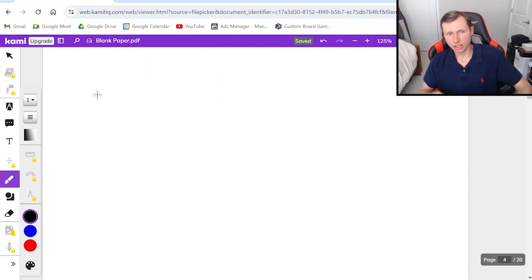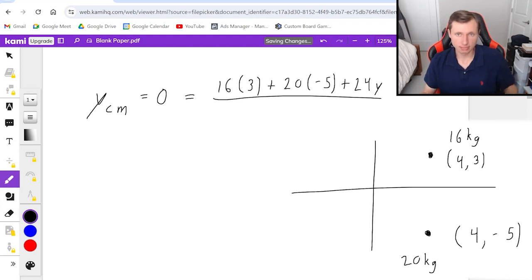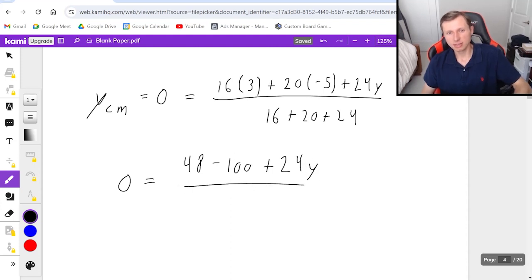And to do that, all I got to do is y center of mass equals 0. And it's also equal to mass 1, which was 16 times that y value is 3, plus the second mass, 20, times its y value, -5, plus the third mass, which is 24, times its y value, which I'm just calling y, and I'm solving for y. And then that's divided by the same sum of masses, 16 plus 20 plus 24, which will be 60. So then 0 equals 16 times 3 is 48, minus 100 plus 24y divided by 60.